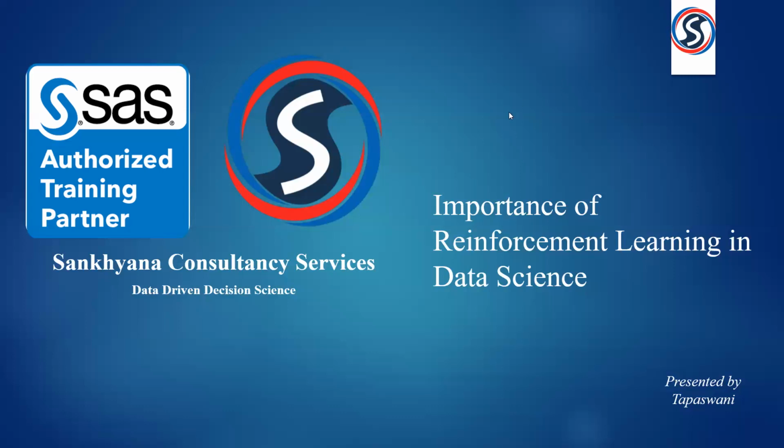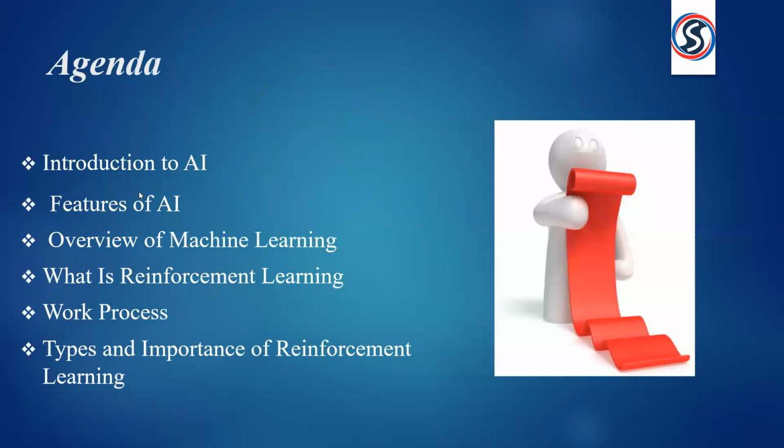Before going to today's topic, I want to discuss the agenda of what we are going to discuss today. The first and foremost thing is the introduction to artificial intelligence. In this part, we are also going to cover the importance and the overview of data science and its distributions. After that, we will discuss the features of artificial intelligence. Then we will talk about the overview of machine learning, because reinforcement learning is a part that comes under machine learning. After that, we will discuss what reinforcement learning is, what its work process is, what its types, features and applications are, and last but not least, its importance.